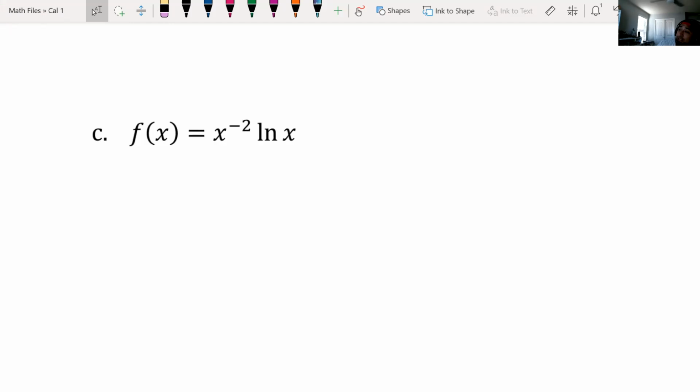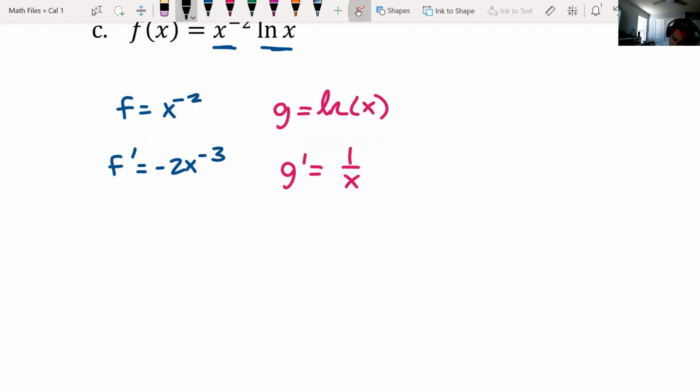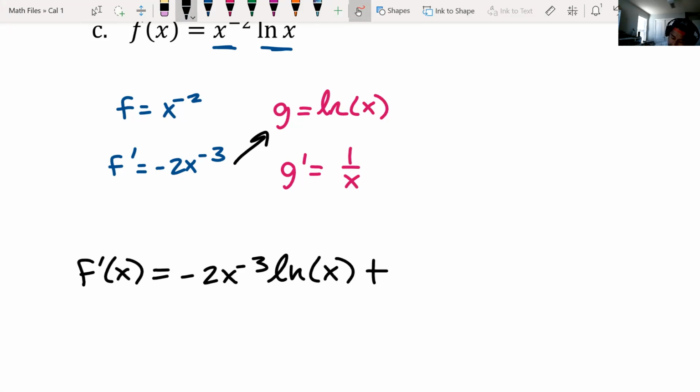All right. f of x equals x to the negative 2 times the natural log of x. So again, we're just finding critical numbers. So here we're going to do product rule, right? f is x to the negative 2. g is the natural log of x. f prime is negative 2x to the negative 3. g prime is 1 over x. Okay, so the derivative f prime of x: f prime g, negative 2x to the negative 3 times the natural log of x, plus g prime f, 1 over x times x to the negative 2.